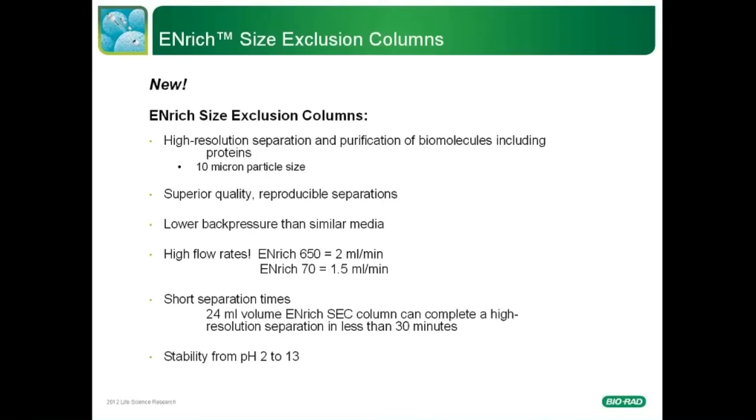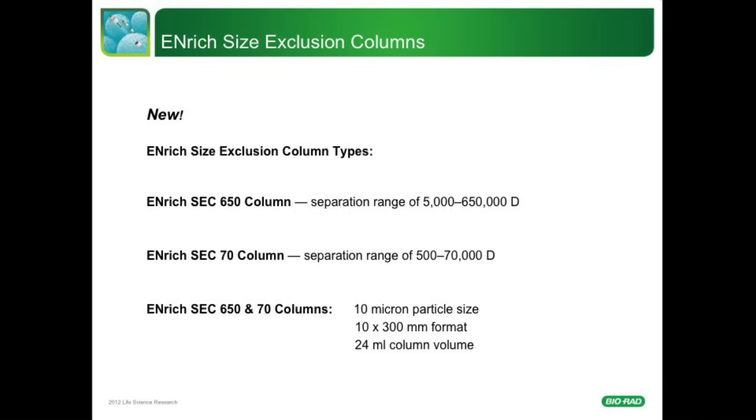The Enrich size exclusion columns, or the Enrich SEC columns, have short separation times because of their high flow rate capability. For example, a 24 mL volume SEC column can complete a high resolution separation in less than 30 minutes. They also have pH stability from 2 to 13.